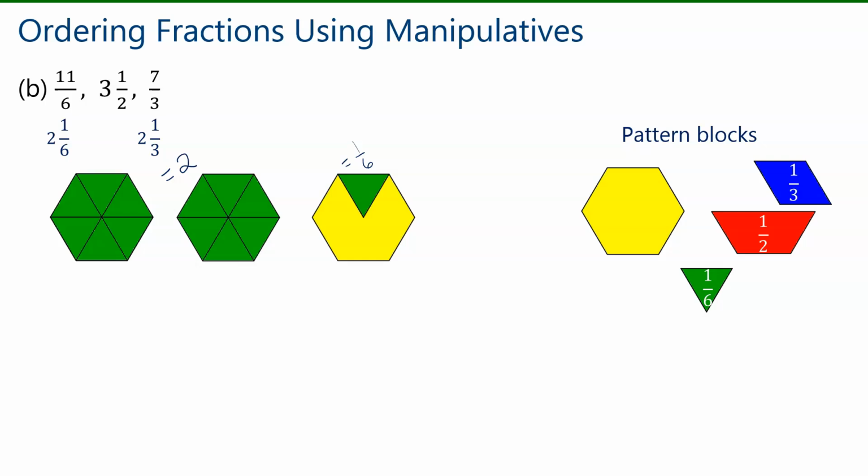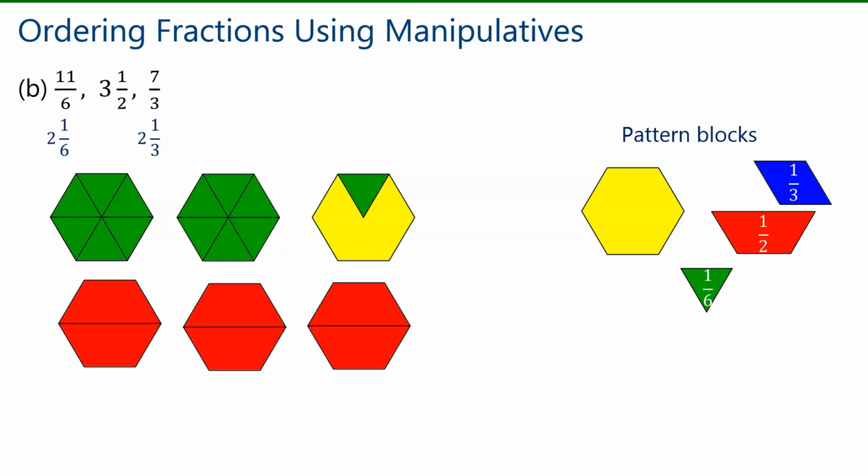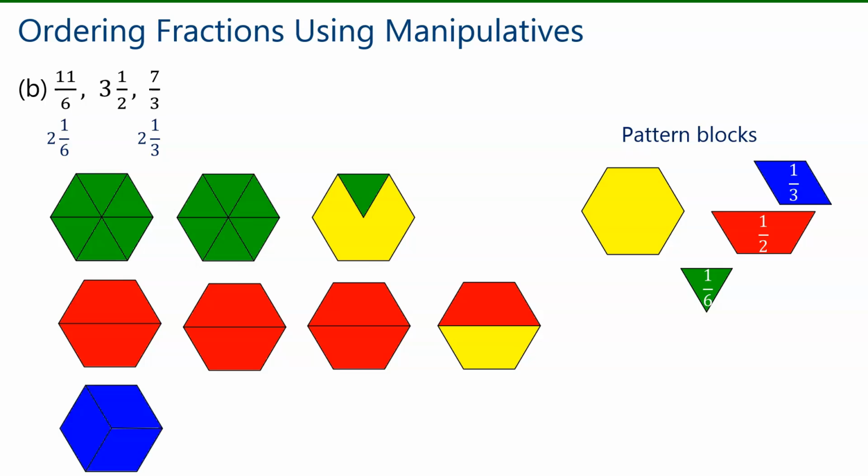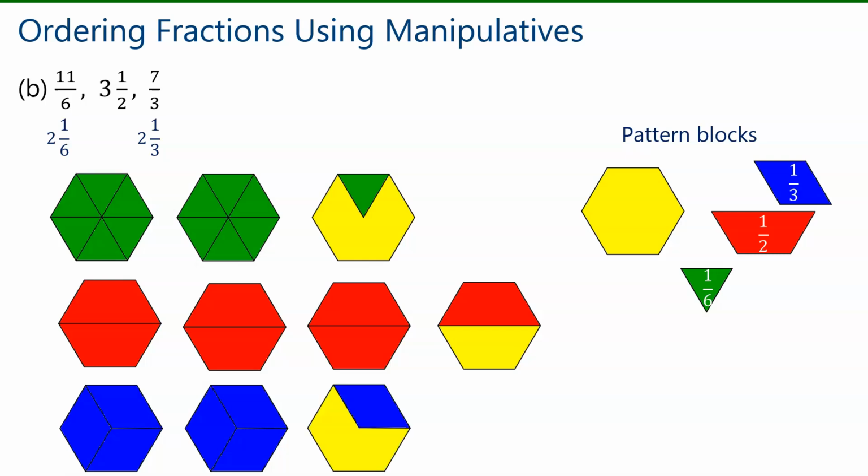So now for 3.5, I will fill up a hexagon with 2 halves, and now I need 3 of these. And then I just need another half. So all together, that is 3 and 1/2. So for 2 1/3, this time I'll use the blue blocks. So we'll completely fill in 2 full hexagons with blue blocks, the rhombuses, and then I just need another third.